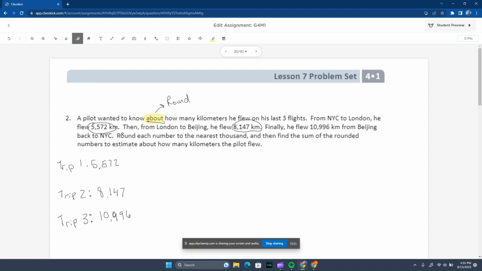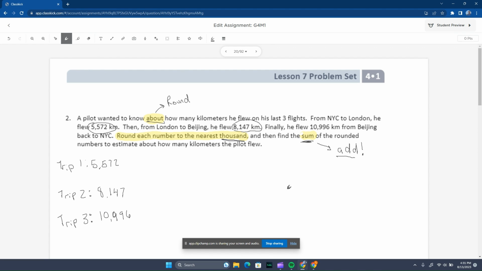Here's some more directions. Round each number to the nearest 1,000. Okay, so that's good. It tells me exactly what place value to round to. And then find the sum of the rounded numbers to estimate about how many kilometers the pilot flew. So in addition to rounding each of these 3 numbers, since it asks for the sum, we need to add them all up. Okay, let's start by rounding first.